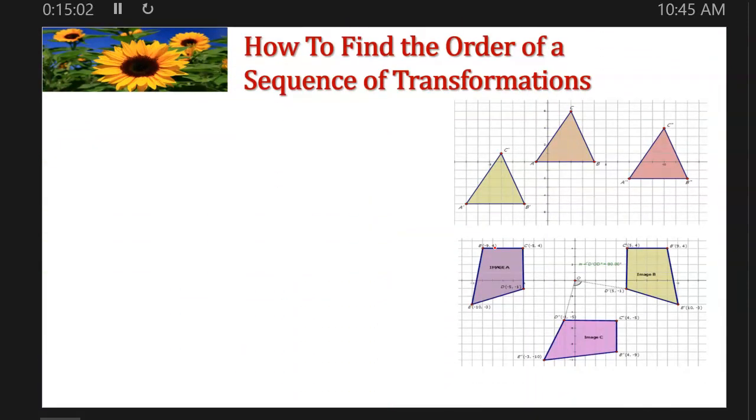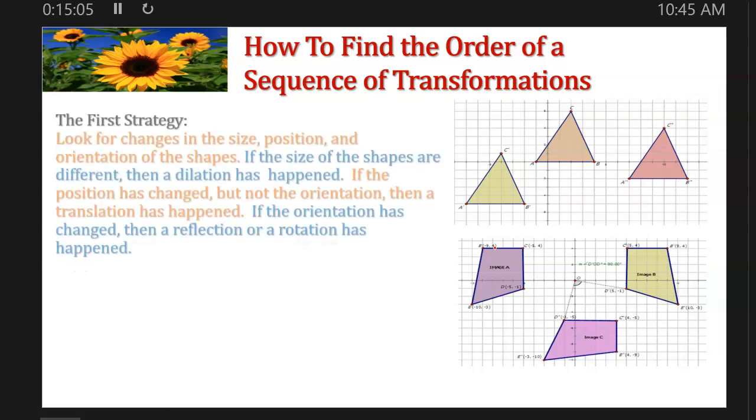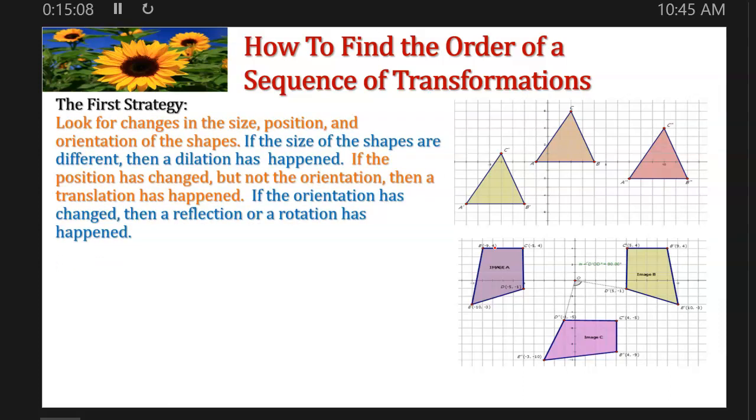Okay, so how do you find the order of a sequence of transformations? The first strategy is to look for changes in size, position, and orientation of the shapes. If the size of the shapes are different, then a dilation has happened. If the position has changed but not the orientation, then a translation has happened. And if the orientation has changed, then a reflection or a possible rotation has happened. So this is basically how we know which transformations occurred and in what order. Well, of course, the prime marks are going to help us figure out which one came first, second, and third.